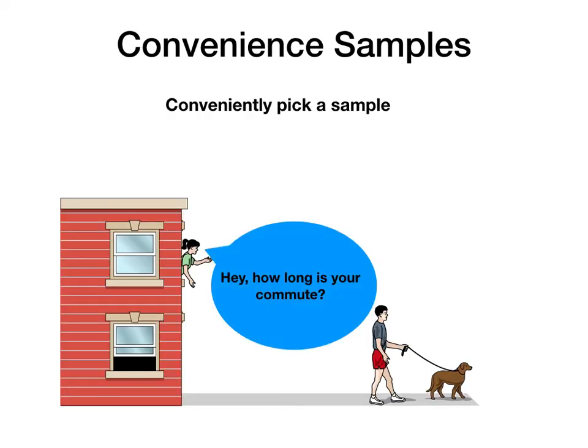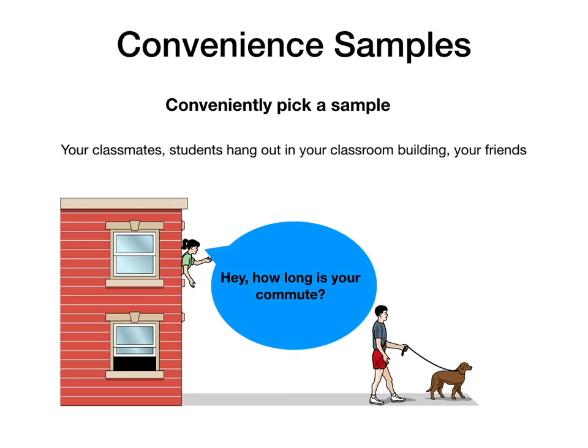All right, convenience sampling is just picking a sample conveniently. In this case, you can just ask your classmates, right? Or students who hang out in the classroom building, your friends in school, and so on and so forth. Anyone that you can talk to, let's say. Convenience sampling is a way to collect a sample. But because this doesn't follow any strategy, there's no algorithm, there's no strategy, it's hard to collect a good sample using convenience sampling.